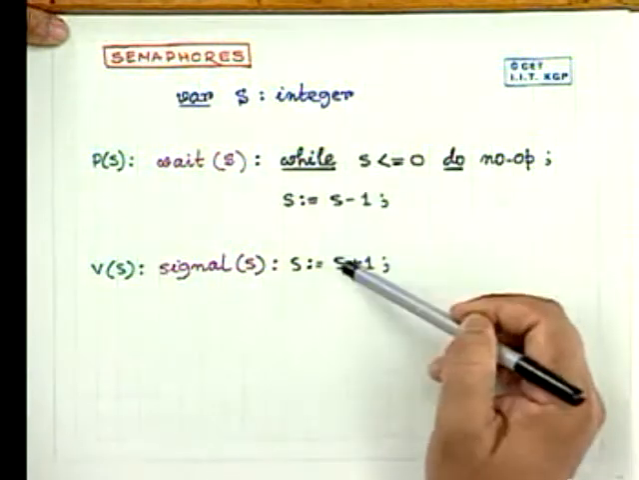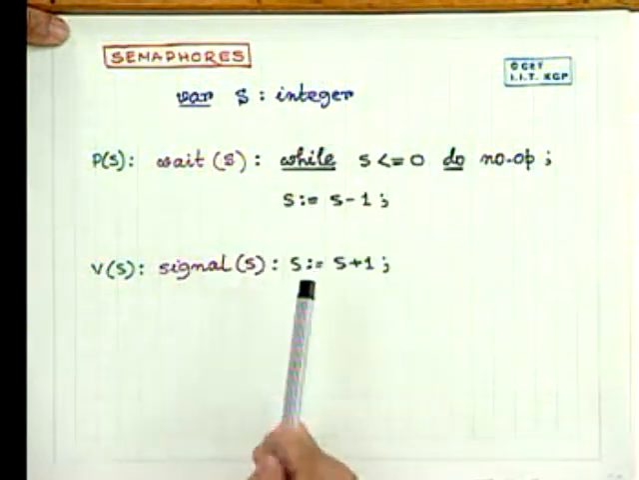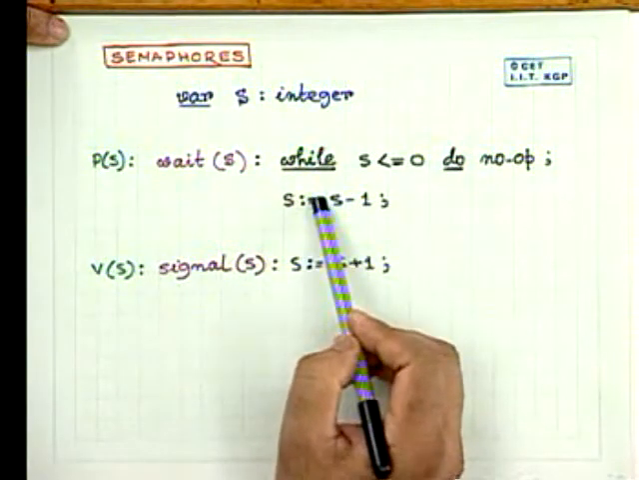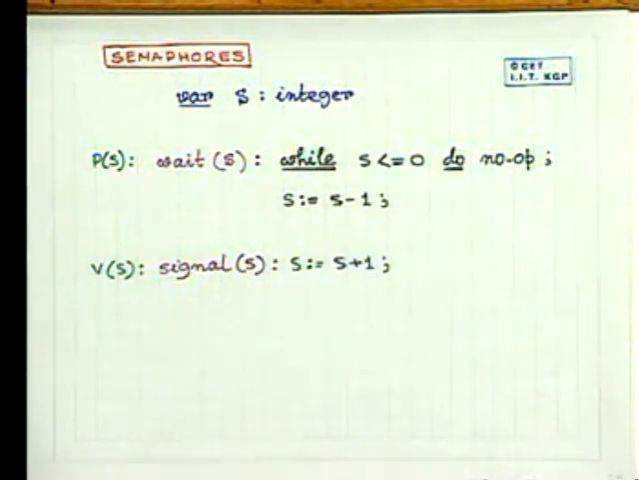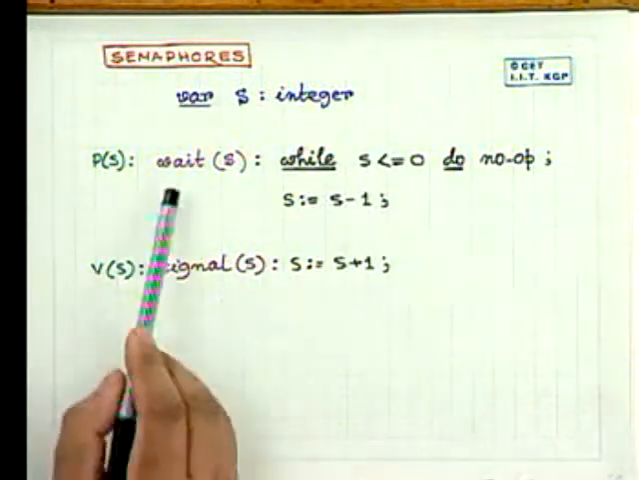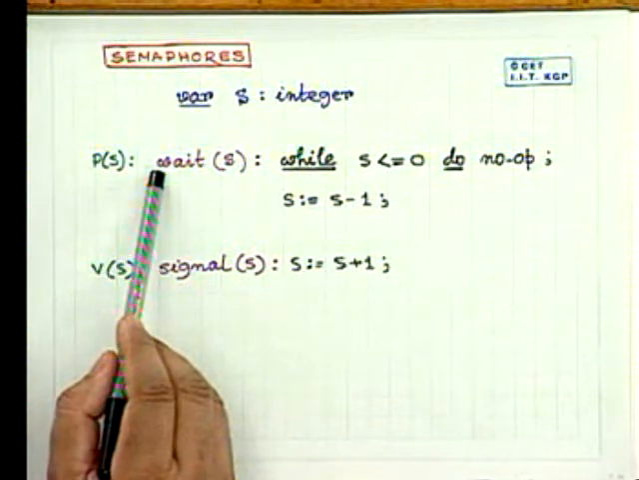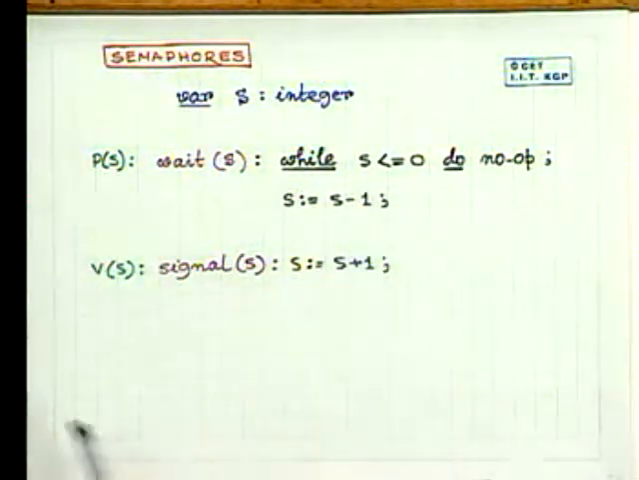Now, in both situations, that means wait(S) and signal(S) are implemented as atomic operations. That means they are indivisible operations. Both wait(S) and signal(S) are indivisible operations. Previously, as I was telling, wait(S) is termed as P(S) and signal(S) is termed as V(S), okay.